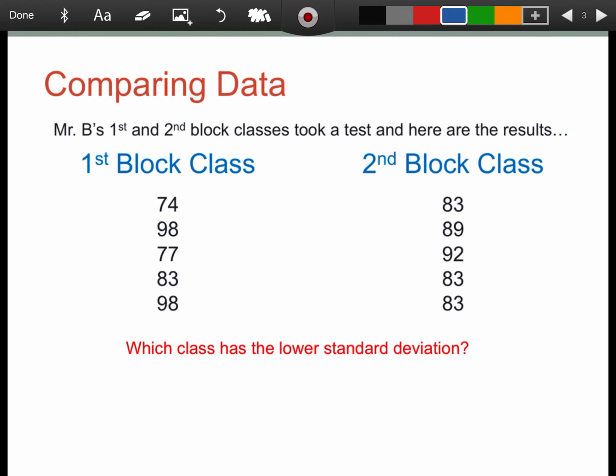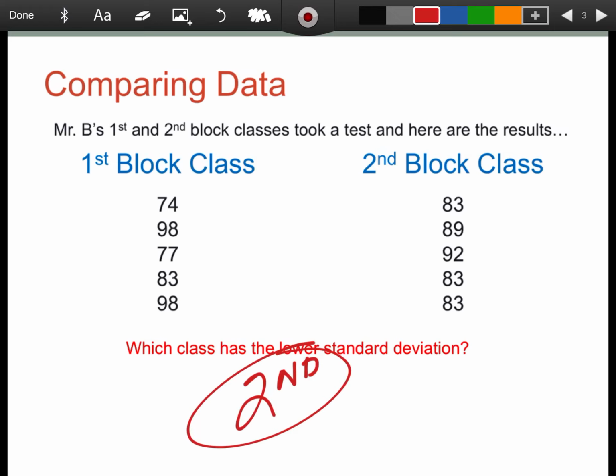So if I come back here to my 2 data sets and I ask which class had the lower standard deviation, I would say for sure in this case it's second block, because the numbers are more tightly packed around the average. My average, or mean, was 86. And notice for first block, I got some mid 70s, I got some high 90s. But in second block, they're all pretty close to 86. So my standard deviation for second block would be much lower than for first block. So second block had the lower standard deviation. And that's probably what you used to figure out that first time when I asked you which class did better.